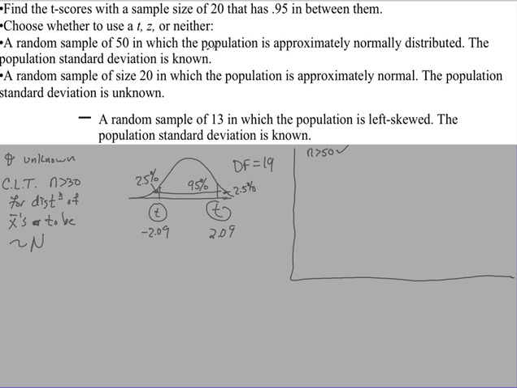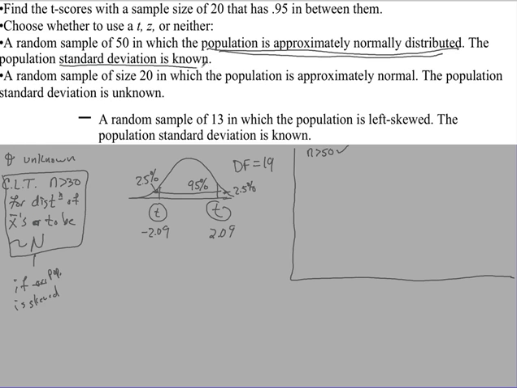But they tell you the population is approximately normal. The only time you have to use the CLT is if the original distribution, the population distribution, is skewed. That's the only time you have to use the CLT. So since the population distribution is approximately normal, I don't have to use this. The X bars will be normal. Now I'm looking for this. The population standard deviation is known. So that's this guy right here. So we're going to use a Z.